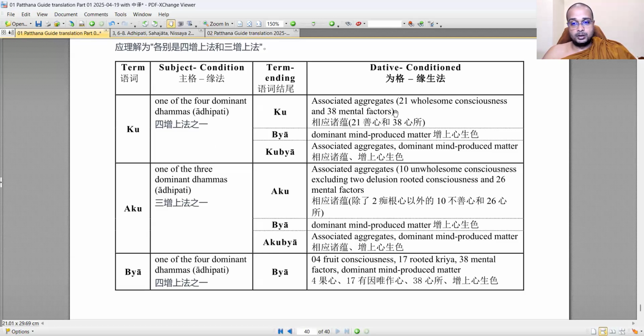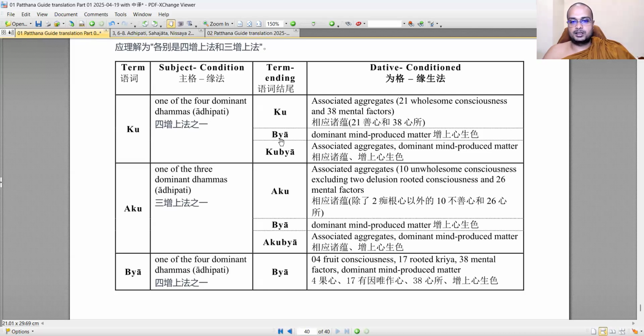But we have to exclude the dominant factor from here, which means that the dominant dhamma becomes the conditioning state, but it does not become the conditioned state, because it only has one type of paccaya. So that's how we derive the kusalo kusalasa.